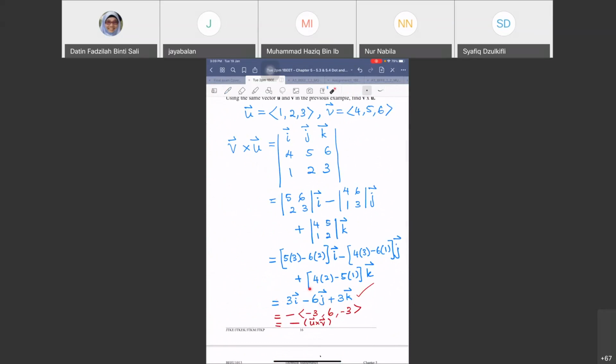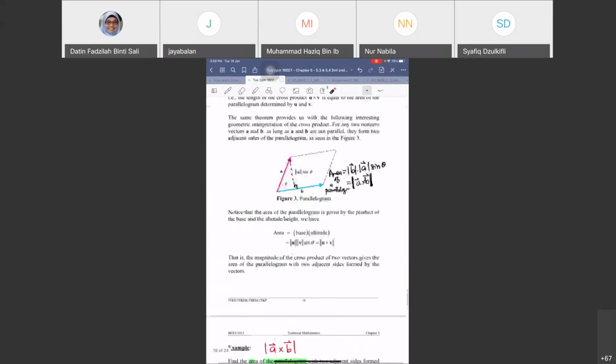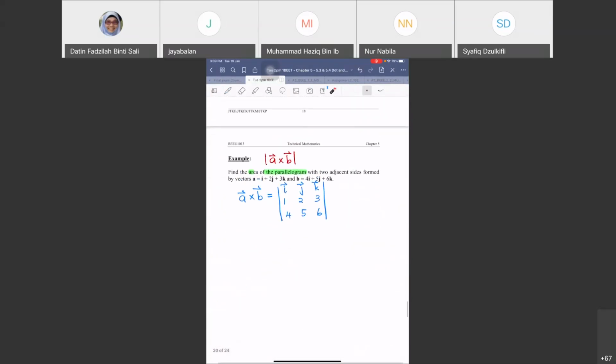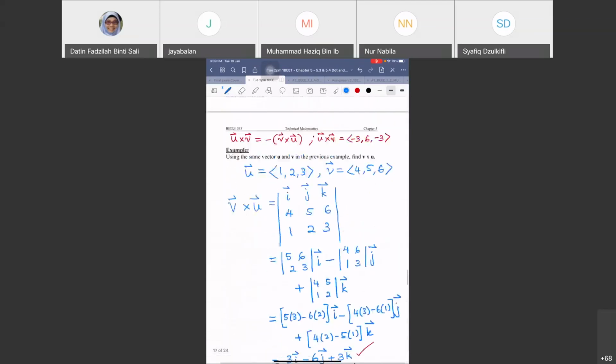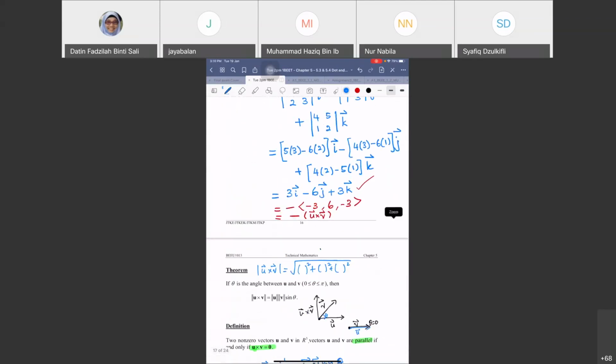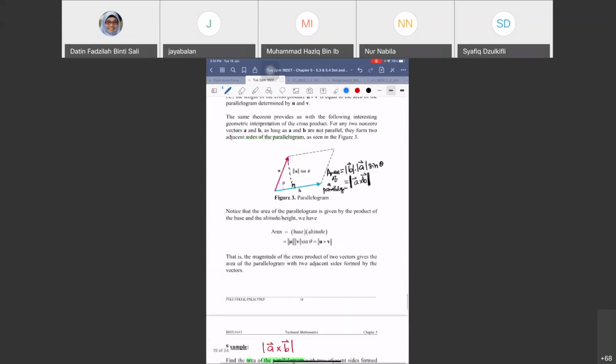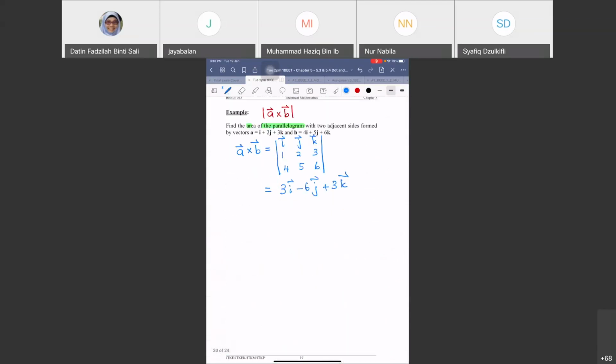So if you look at the answer we got just now, it is 3, minus 6, 3. That's what I want. I hope by now you know how to find it. So we have got 3I minus 6J plus 3K. Okay, this is what we got, isn't it? From this answer, this is the cross product.